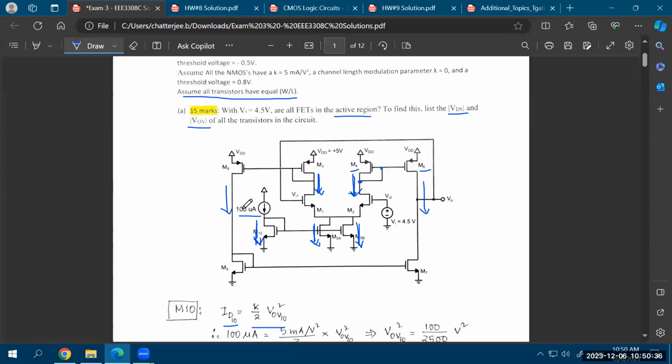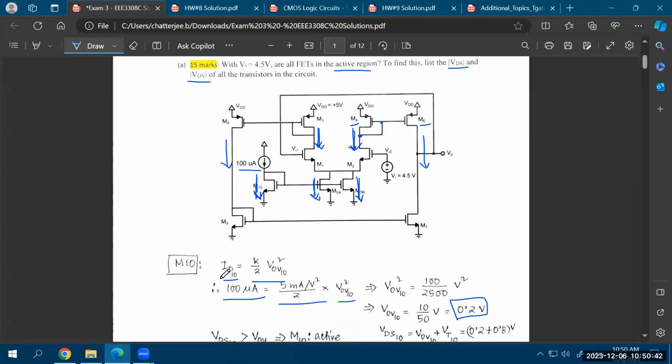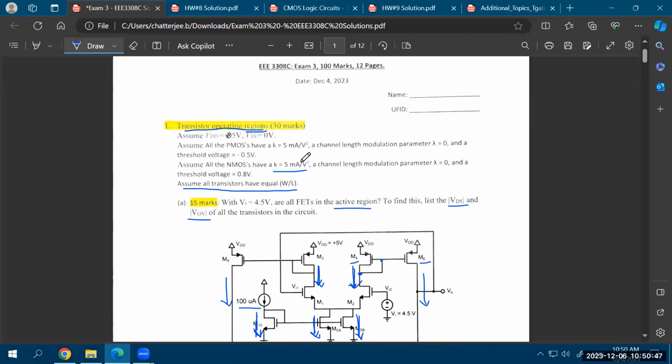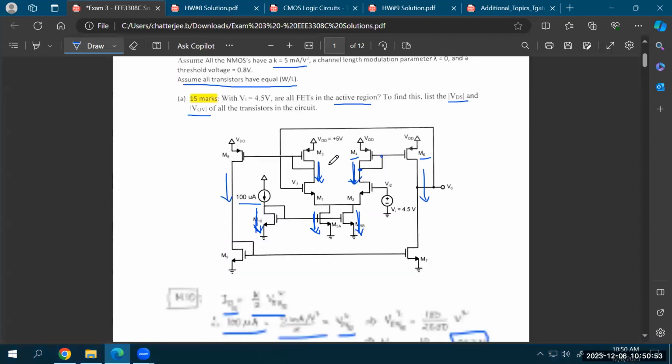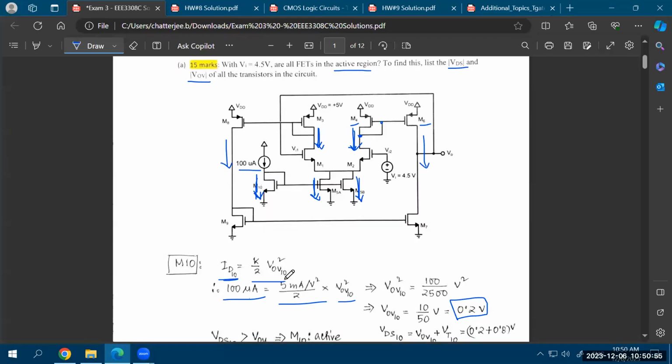So all the currents in the circuit are 100 microampere. There's no difference at all for each of the transistors. So each of the transistors is carrying ID equal to 100 microampere. Each of the transistors has a K of 5 milliampere per volt square. The PMOS and the NMOS both have a K of 5 milliampere per volt square. So the K value is equal, the ID value is equal. So the overdrive for all transistors in the circuit is equal.